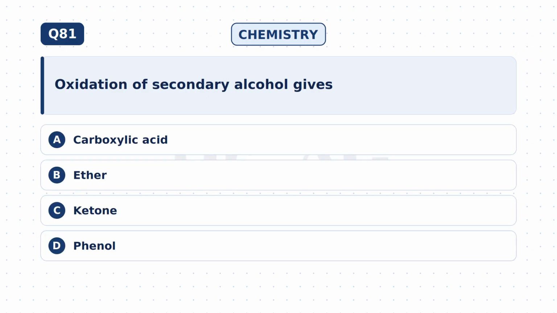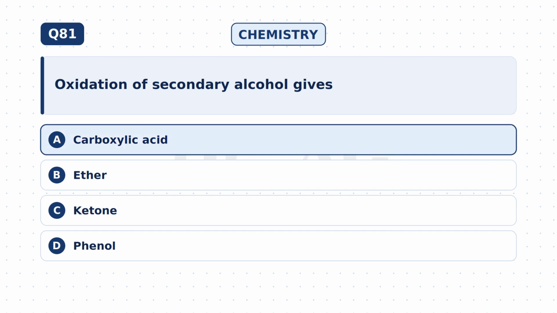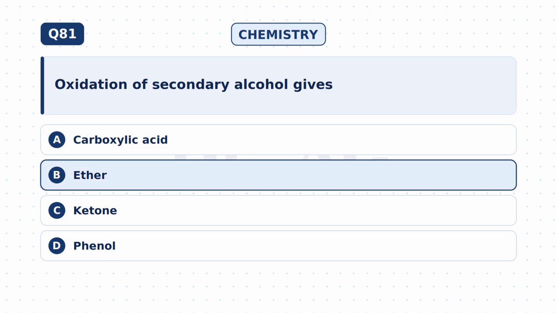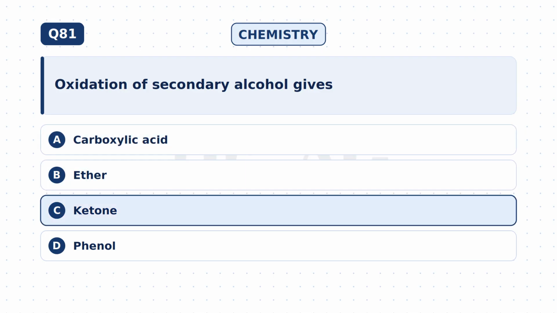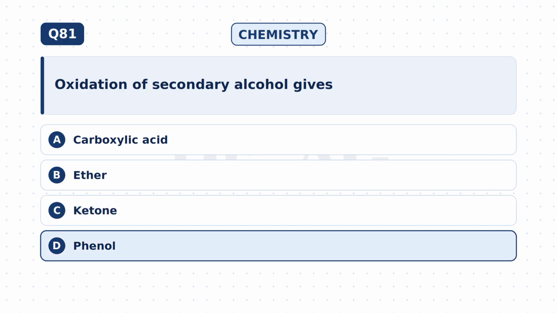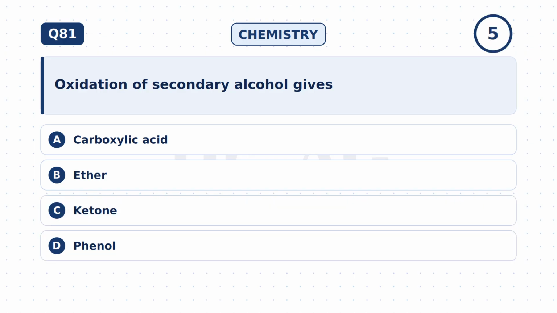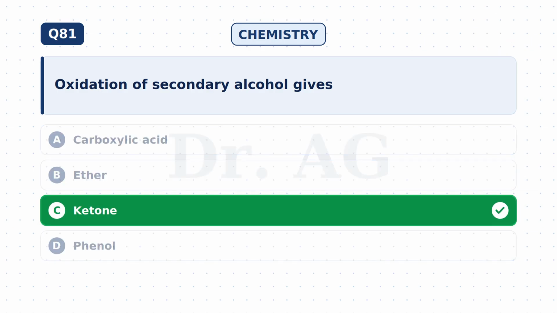Question 81. Oxidation of secondary alcohol gives Option A, carboxylic acid. Option B, ether. Option C, ketone. Option D, phenol. The correct answer is C, ketone.